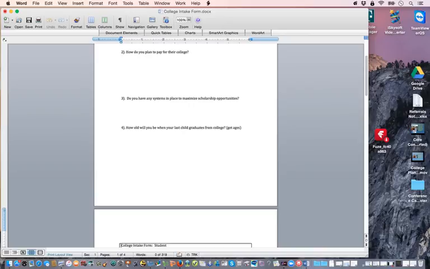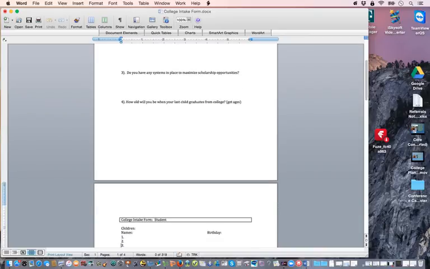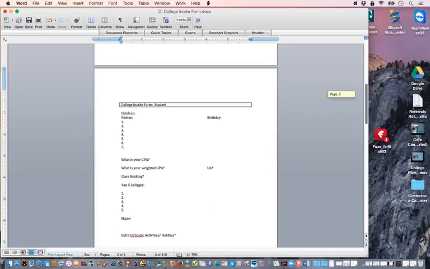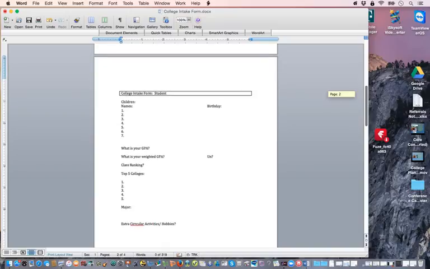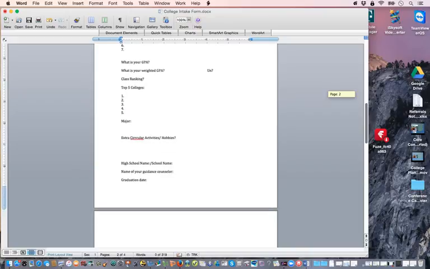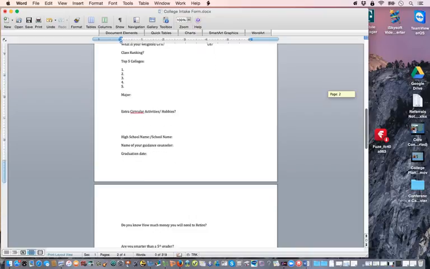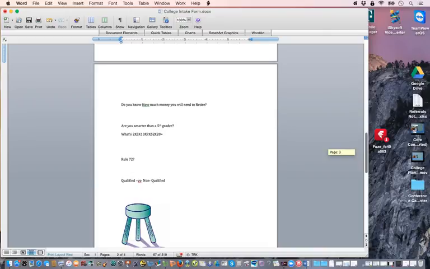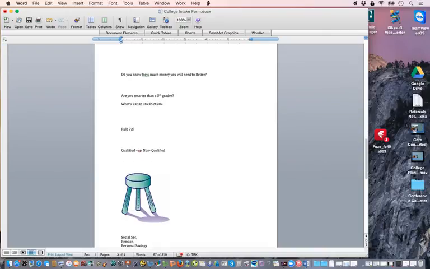Alright, so you go down here to page 2, and you get more information about the names of the students, their birthdays, because that's how you're going to get the birthday points awarded to them, GPA, class ranking, top 5 colleges, major, all that good stuff, right? You go through all that, and then you ask them these questions. Well, do you know how much money you're going to need to retire? What you want to do at this point is establish in their mind that you're an expert when it comes to retirement and financial planning or financial services.